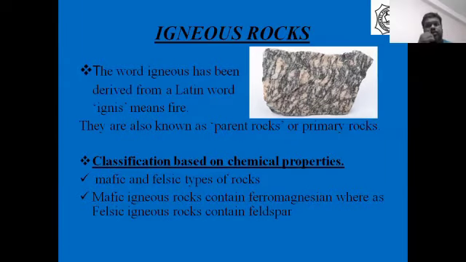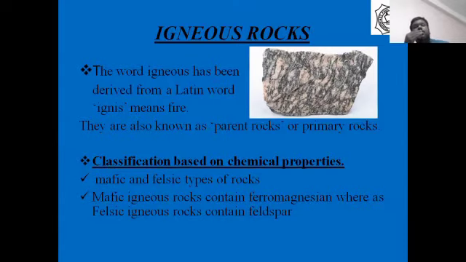Now, let us see igneous rock. What do you mean by igneous rock? The word igneous means fire. Now, how are these igneous rocks formed? Igneous rocks are formed by molten lavas, above the earth surface or below the earth surface.